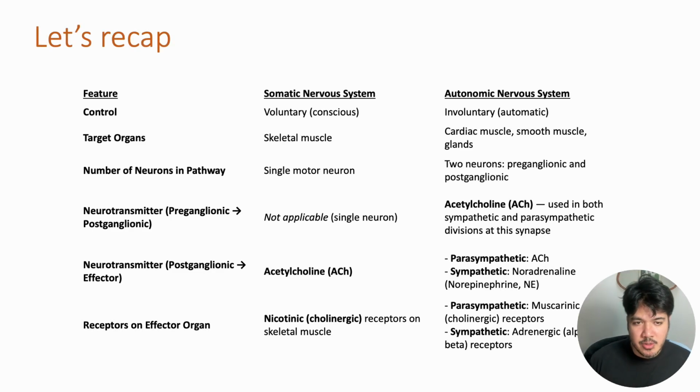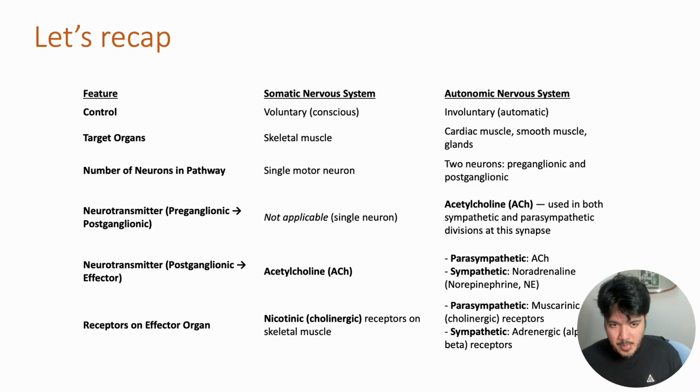All right, so let's do a major recap of what we have. In terms of control, the somatic nervous system is under voluntary control. The autonomic nervous system, being automatic or autonomous, is involuntary. So you don't have a conscious ability to control these different organs. In terms of your target organ, your somatic nervous system is under control of your skeletal muscles, whereas in your autonomic nervous system, you have different muscle groups like your cardiac muscles, your smooth muscles, as well as glands.